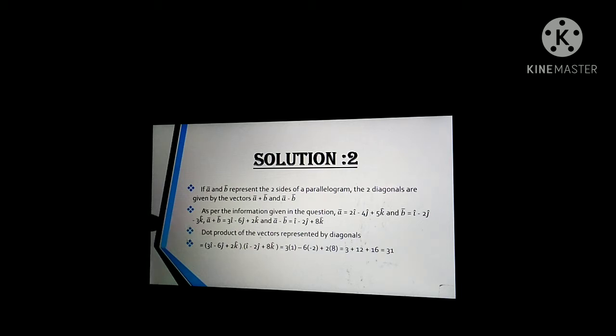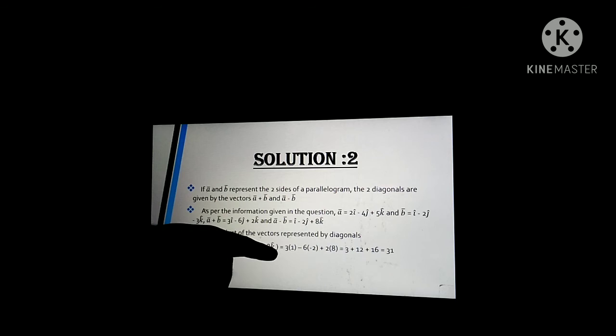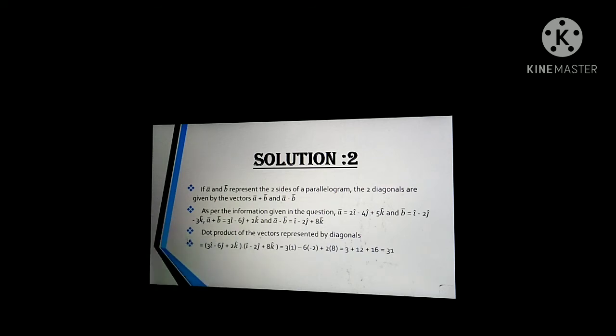Now I want to find the dot product, so I will simply take the dot product: (3i - 6j + 2k) dot (i - 2j + 8k). Whenever we need to find the dot product of two vectors, we simply multiply the same components. So i is multiplied by i, the j component by j, and the k component by k.